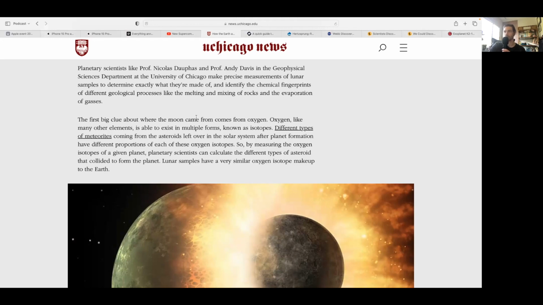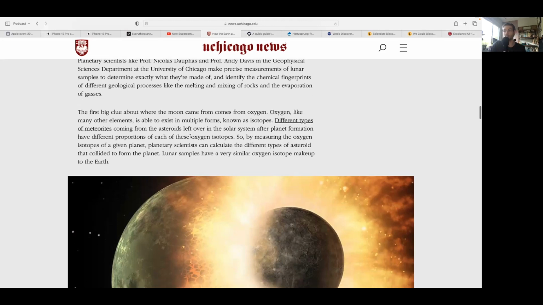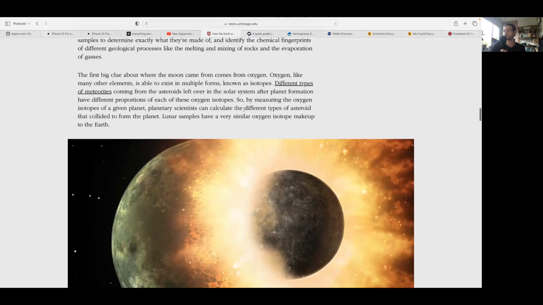Oxygen, like many other elements, is able to exist in multiple forms known as isotopes. Different types of meteorites coming from the asteroids left over in the solar system after planet formation have different proportions of each of these oxygen isotopes. So, by measuring the oxygen isotopes of a given planet, planetary scientists can calculate the different types of asteroid that collided to form the planet. Lunar samples have a very similar oxygen isotope makeup to the Earth.